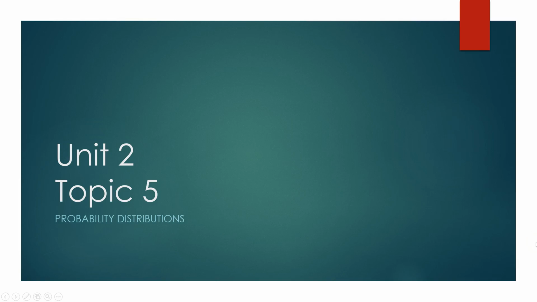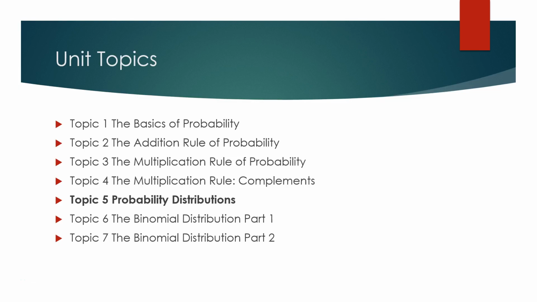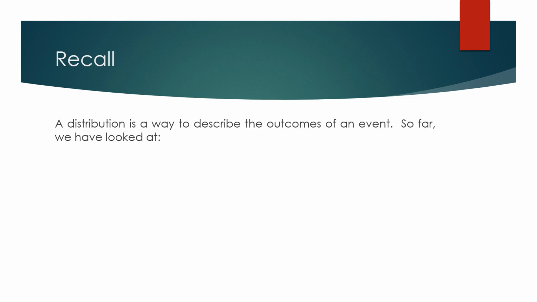This is Unit 2, Topic 5, Probability Distributions. So far, we have been talking about distributions in a number of different ways. A distribution formally is a way to describe the outcomes of an event.